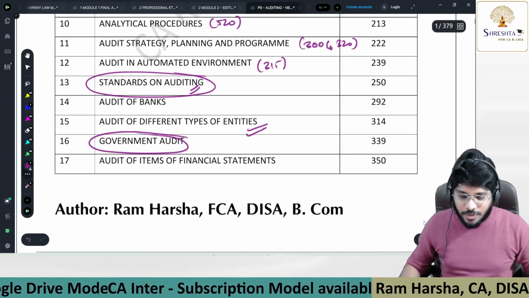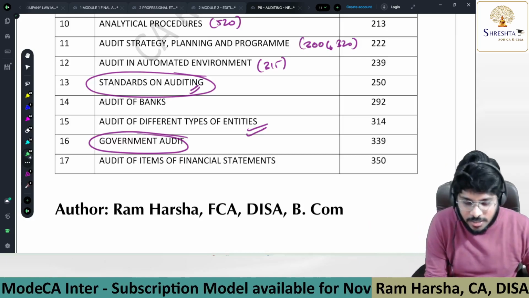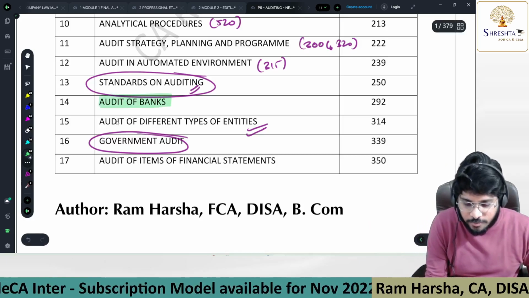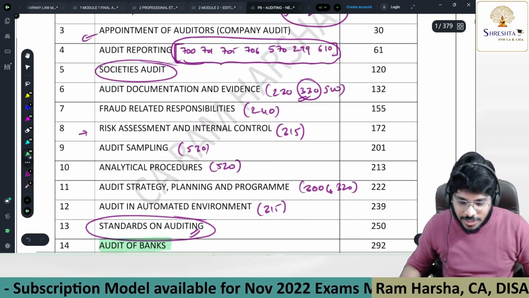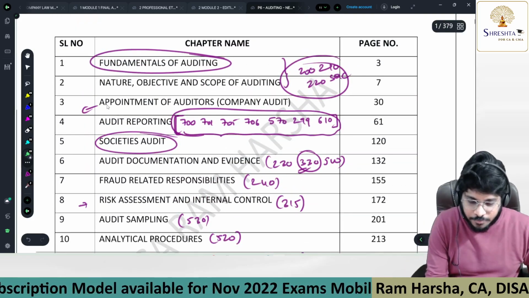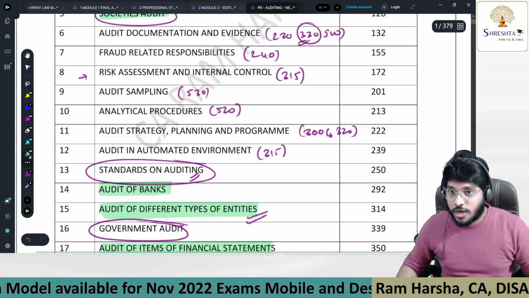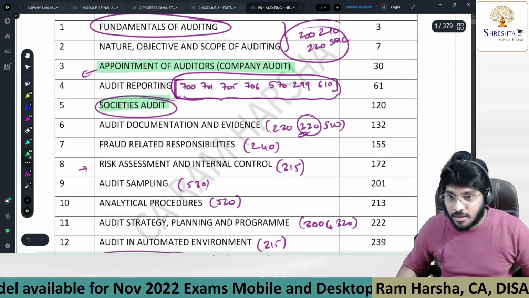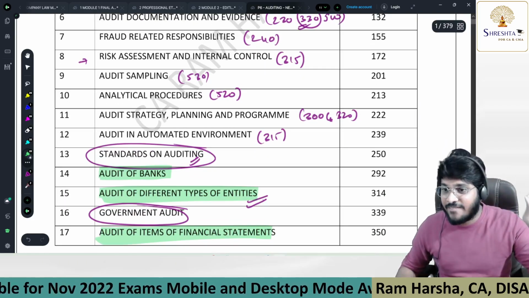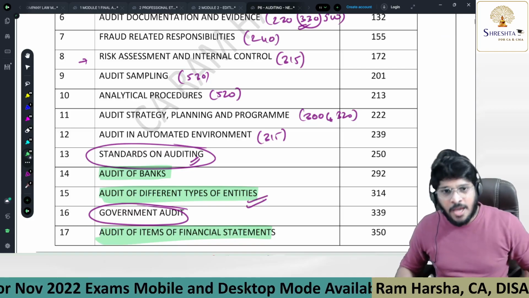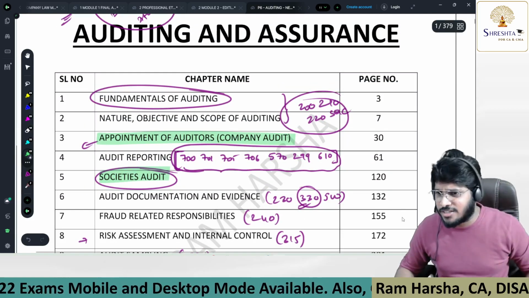So what are the chapters which do not have any relation with standards? I'm highlighting them with green color. Audit of banks, audit of different types of entities, audit of items of financial statements, and company audit, societies audit. Look at this, whatever I have highlighted in green color, only these chapters will not have any relevance with the standards. Remaining all other chapters in your material are completely from standards.